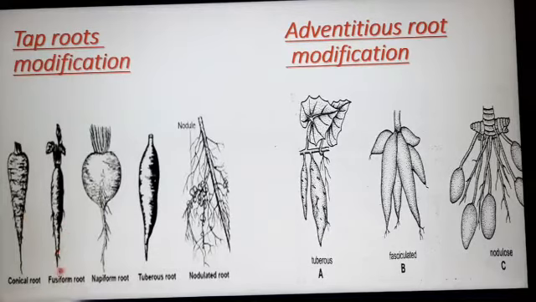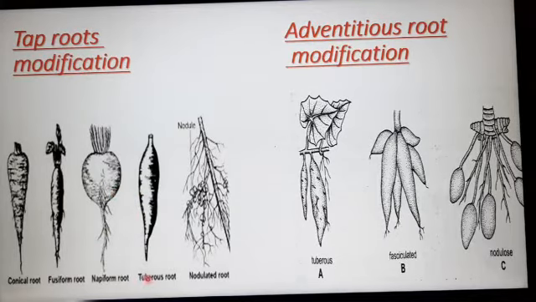Here you can see fusiform root, swollen in the middle and tapered at both ends. So it is fusiform root. Example: radish. And napiform root, a large globular root. Here you can see the large globular root, swollen at the upper end and tapering sharply at the lower end. And the example is turnip.